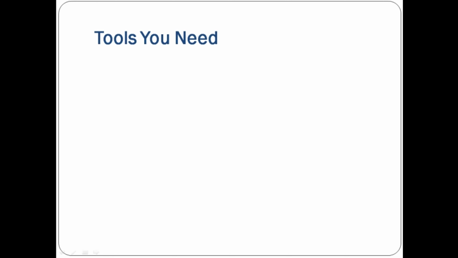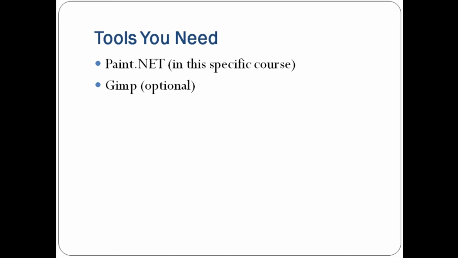So with that said, let's talk about the tools that you're going to need. You're going to need Paint.net in this specific course, of course. Now, keep in mind that the concepts that I'm going to teach you, they can apply to just about any other tool. They can apply to Adobe Photoshop. They can apply to GIMP. Let's say, for example, that you want to use something like GIMP. It's not going to be the exact same layout, but it's going to be similar concepts. So you can use GIMP if you want to, but I personally use Paint.net, and I'm going to use that for this specific course.